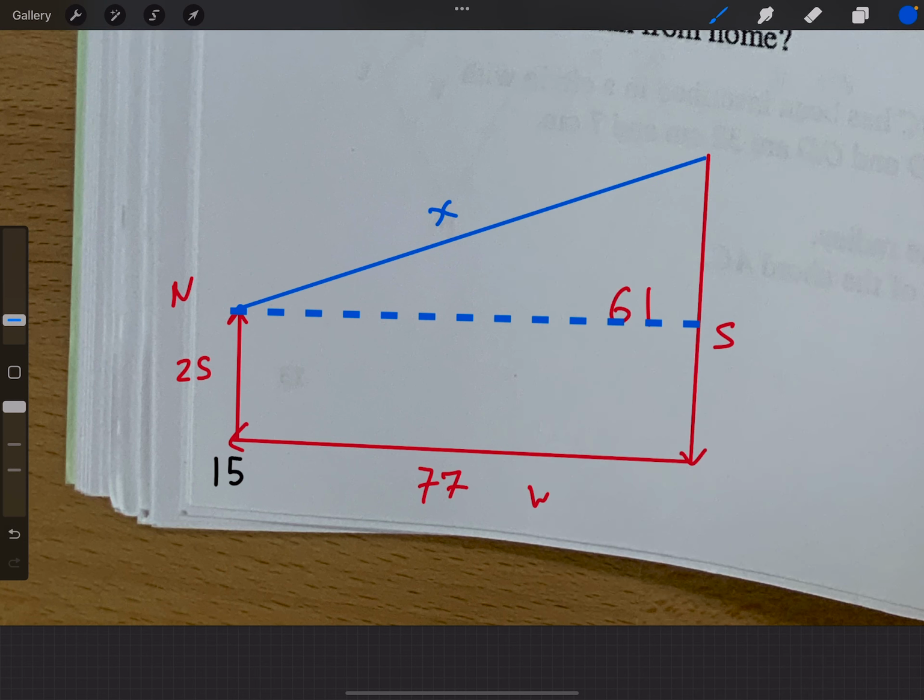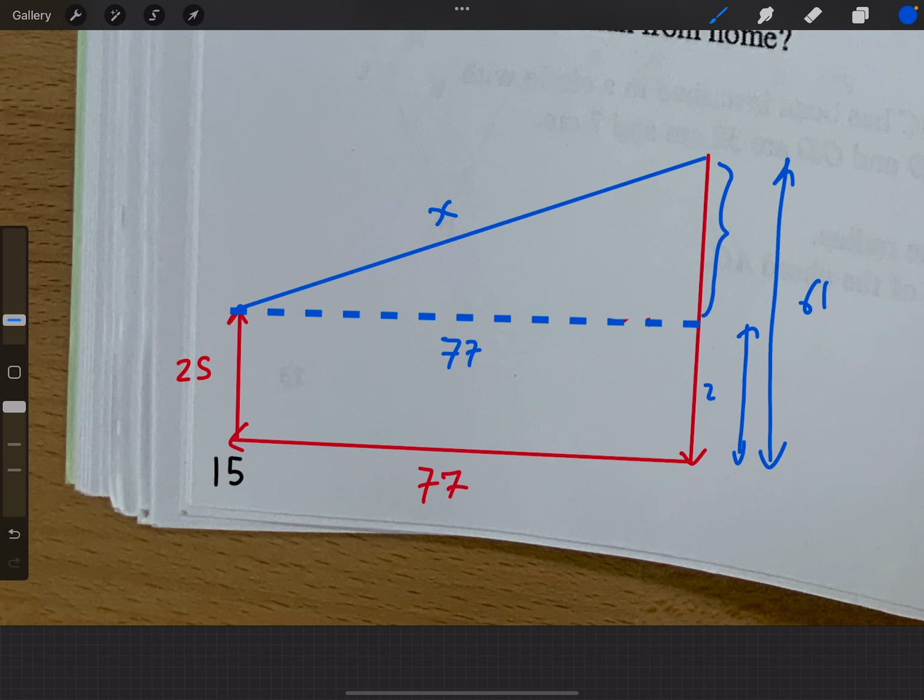Alright, so we know this is also 77, and we know that this is 61 and this is 25. 61 take away 25, it's going to give you 36. So this length here must be 36. Okay, well, let's rub this out.